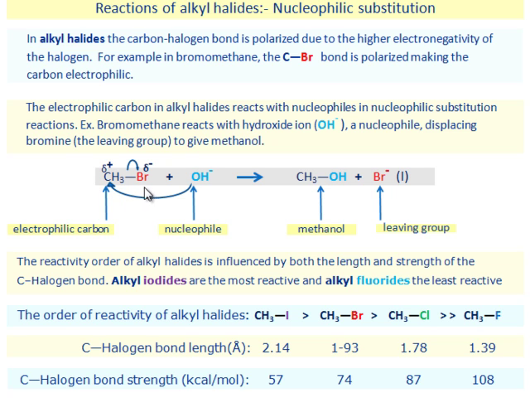For example, bromomethane reacts with hydroxide ion, a nucleophile, displacing bromine to give methanol. The reactivity order of alkyl halides is influenced by both the length and strength of the C-halogen bond. Alkyl iodides are the most reactive and alkyl fluorides the least reactive.